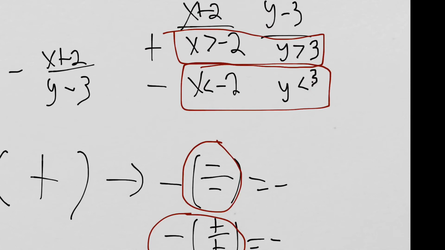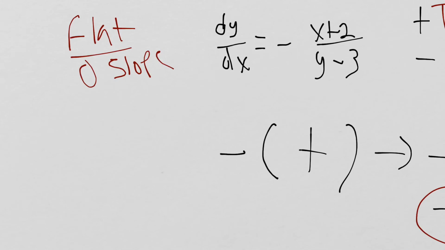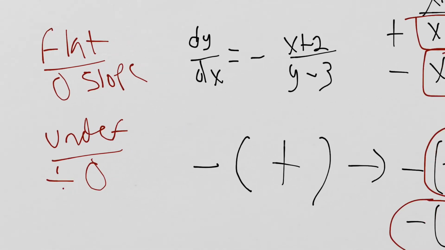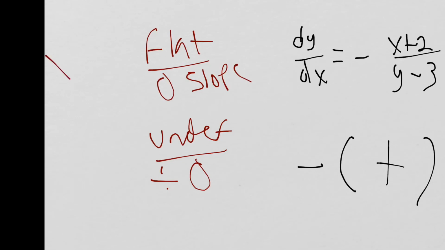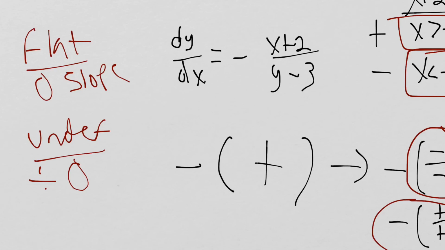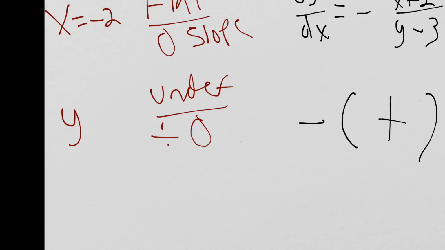Now the next thing it's asking is, when is it undefined and when is it flat? So flat implies a slope of 0, and undefined happens when we have to divide by 0. So what is going to make us have a slope of 0? Well, it's going to be when x is equal to negative 2, because that's going to produce the numerator being 0.